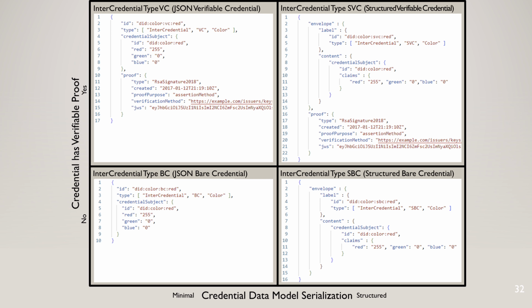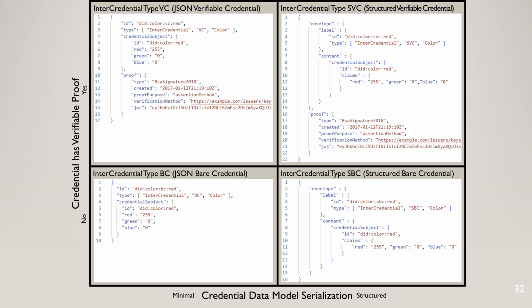Moving to the bottom right, we have a structured bare credential. Remember, structured credentials is just an alternative serialization. So it's the same data that we see to the left in the JSON bare credential, but serialized as a structured credential. And so in a structured credential, we have the concept of an envelope. An envelope has a label for storing the metadata, and it has content, which is the subject and the ID. And then we use the claims word to box off the actual credential attributes themselves.